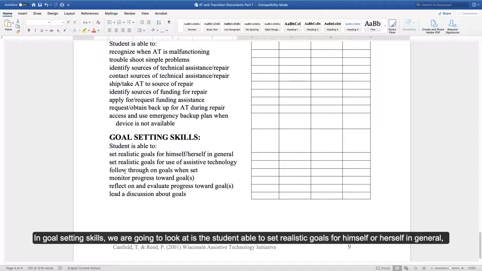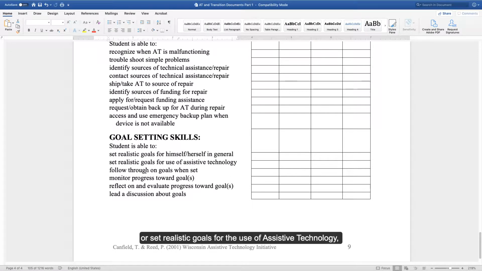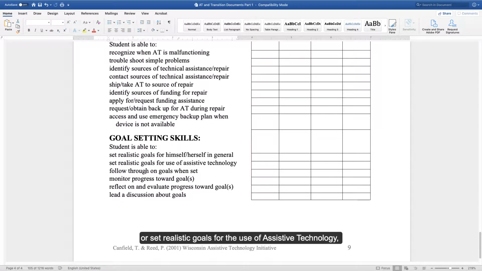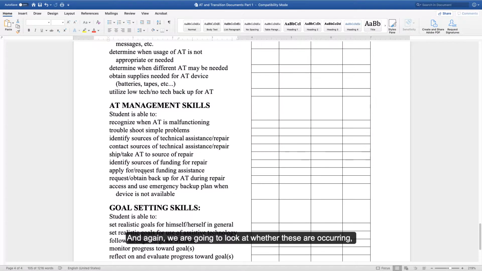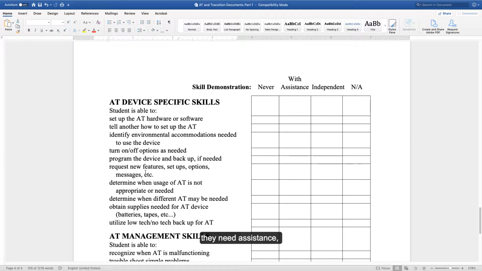In goal setting skills, we're going to look at, is the student able to set realistic goals for himself or herself in general, or set realistic goals for the use of assistive technology, follow through on those goals when they're set, monitor progress towards the goals, reflect on and evaluate progress towards goals, or lead a discussion about goals. And again, we're going to look at whether these are occurring, they need assistance, they're independent, or it's not applicable.